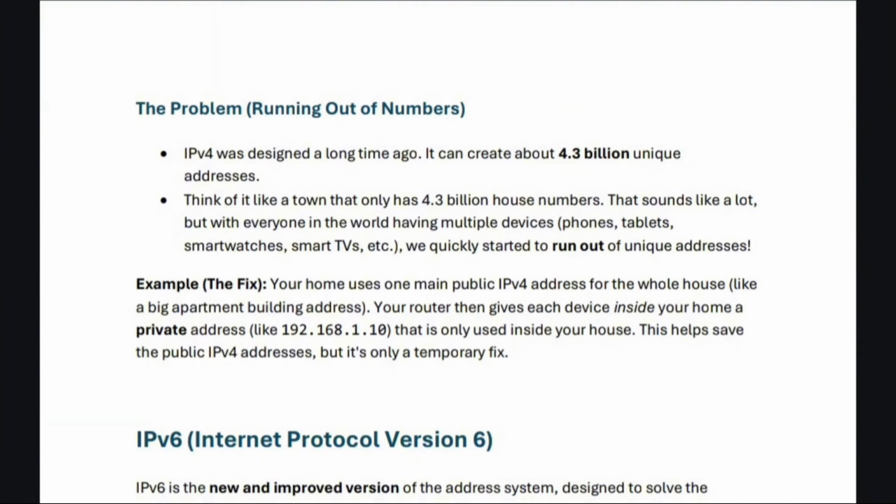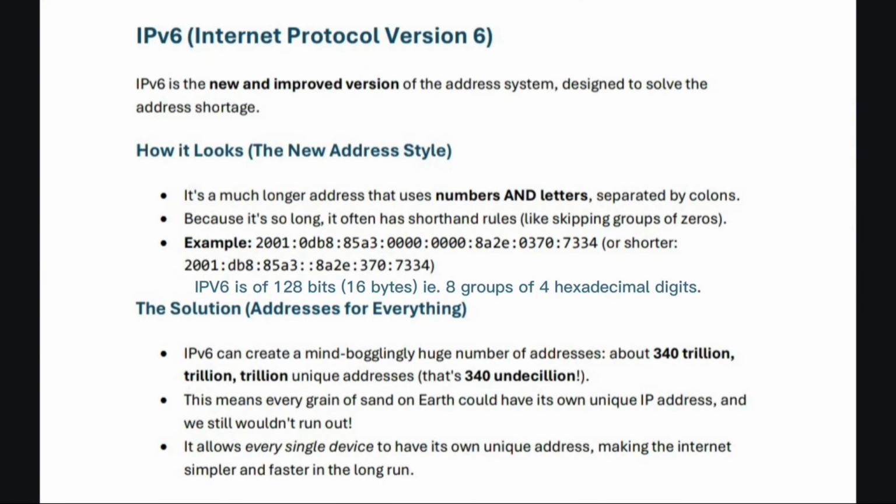You can understand that we could run out of this 4.3 billion unique addresses, which sounds like too much, but it is specific to that 4.3 billion, so it is limited. So to fix that problem temporarily, we assign one address to each house or main home. It is a temporary fix. To fix it permanently, Internet Protocol has introduced the protocol IPv6, or Internet Protocol version 6. This is a new and improved version of the address system to solve the address shortage.